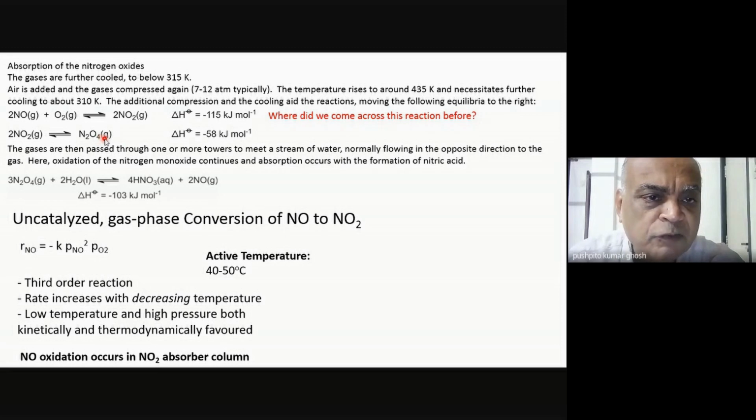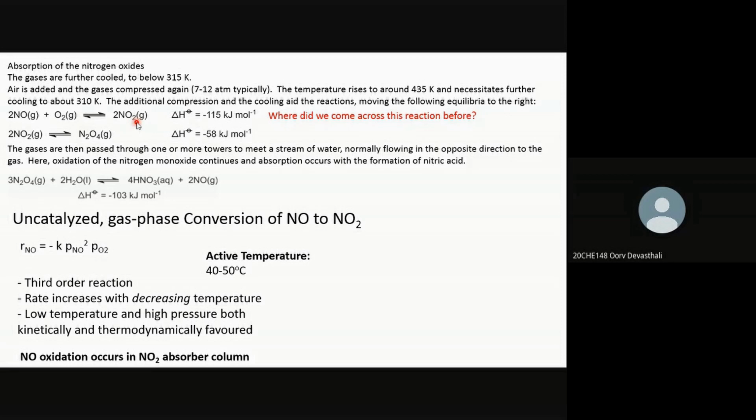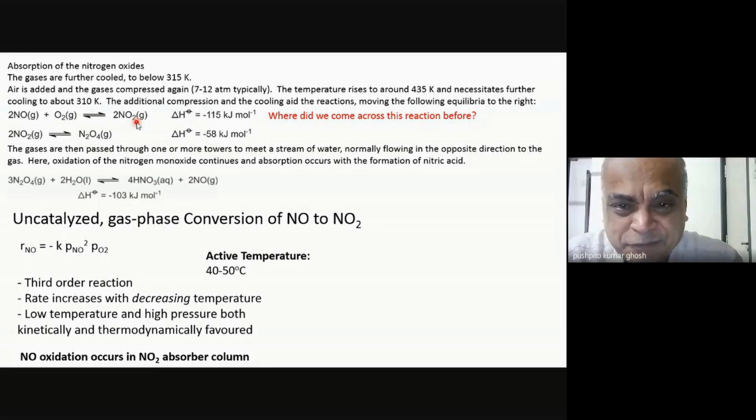We did come across this particular reaction once before. Can anyone recall where we came across it? So I'm not sure, but probably the lead chamber process. Very good. In the chamber process, you remember that the rate determining step was really the oxidation of NO. Oxygen was not reacting directly with the SO2. It was reacting with the nitric acid and NO2. In the process, it got reduced, and then it was oxidized by oxygen. That's what happened in the lead chamber process.